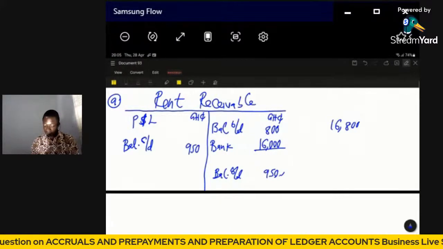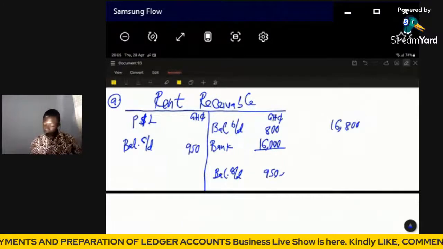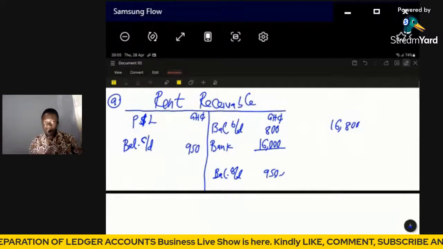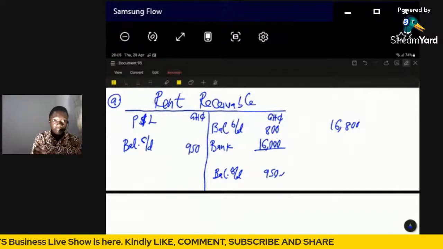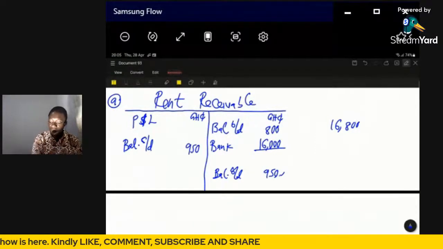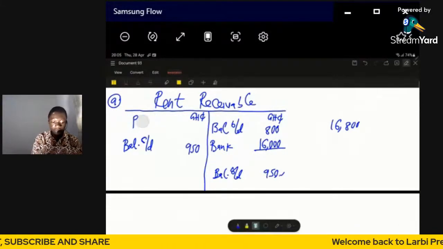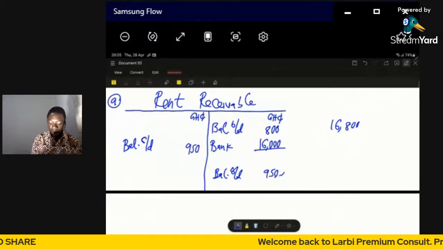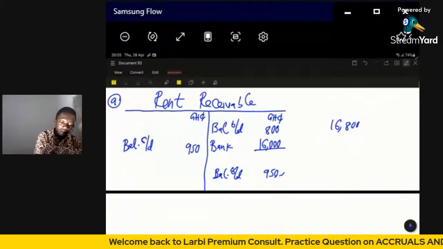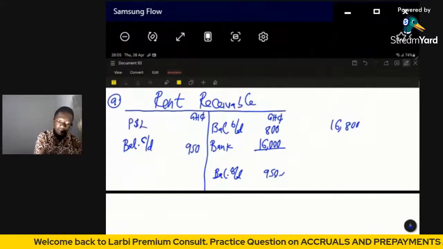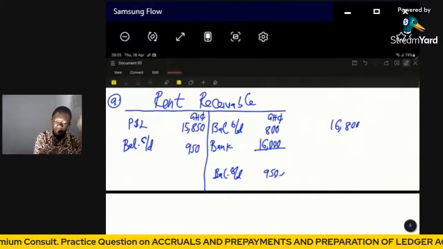16,800 minus 950. That gives 15,850. So that's going to be our profit and loss. The figure going to our profit and loss is going to be 15,850. So our P&L is 15,850. Is that okay?